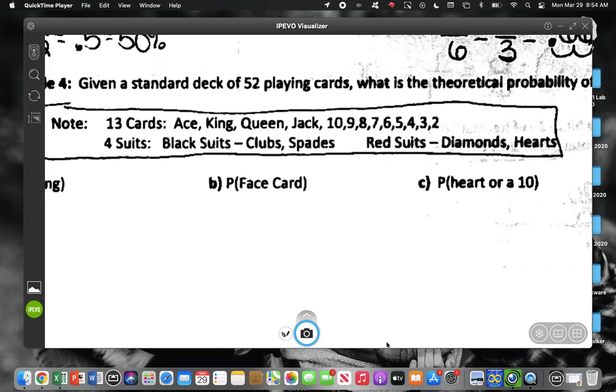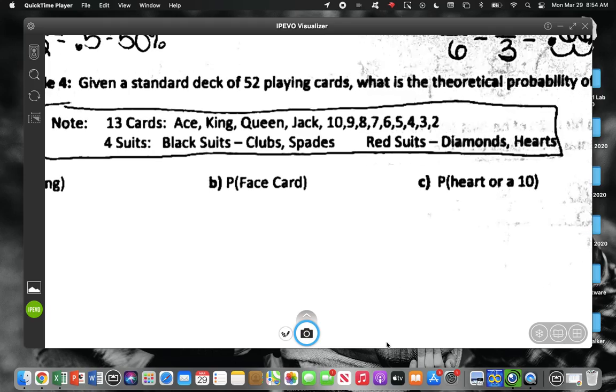Suits are like the little symbols that are on the cards. I know some people are probably familiar with this, some people are not. So there are 2 black suits, clubs and spades. Spades kind of look like a shovel. Clubs, I have a friend that calls them puppy paws.